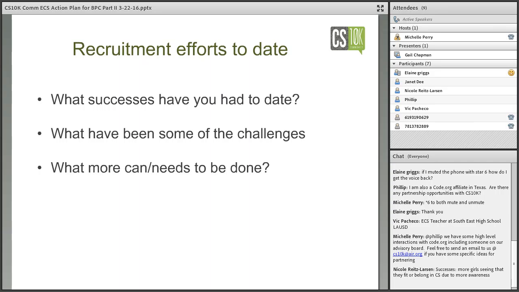hopefully attracting other girls. We had some posters put up around saying we need girls in robotics, just plain and simple. We need girls in computer science. We need girls in robotics. And so the girls who are there are happy and doing great.